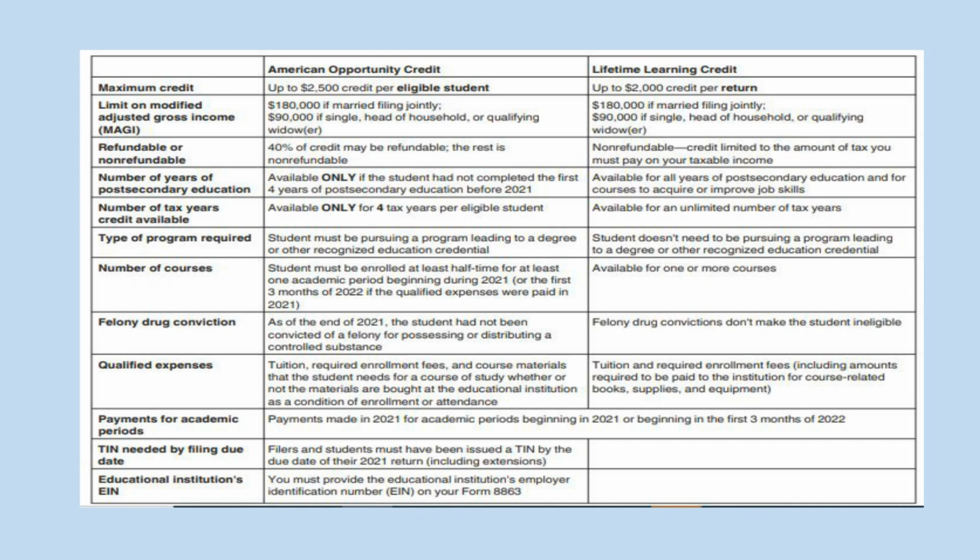There is a limit on modified adjusted gross income, which is $90,000 for singles, which you meet. There is a limit on the number of years of post-secondary education and the number of tax years the credit is available. The limitation is 4 years, and in this example, you are within that 4 years. You also need to be pursuing a degree. You need to be enrolled at least half-time, and you also cannot have a felony drug conviction.